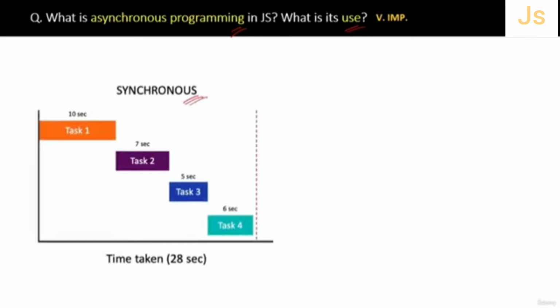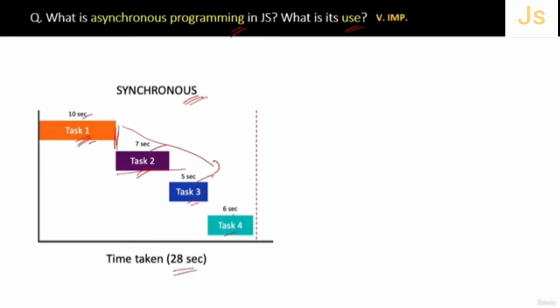Suppose you have four functions or tasks like this in your project. Then in synchronous programming, they will execute something like this in sequence. Here, task 2 will only start once task 1 is finished. At the end, the total time taken by them is simply the sum of the time taken by the individual tasks.